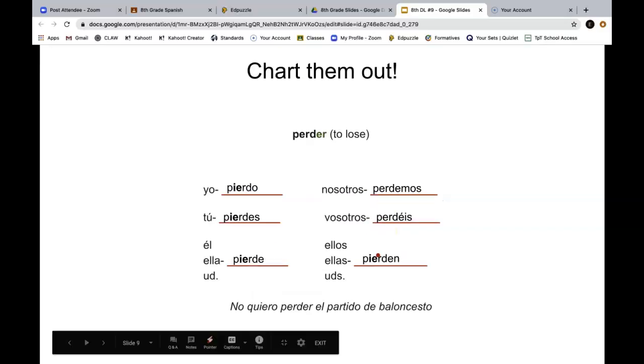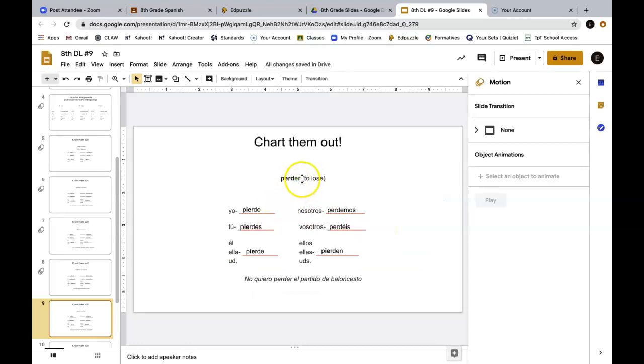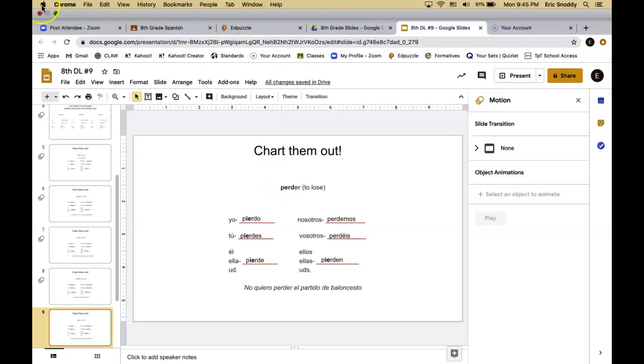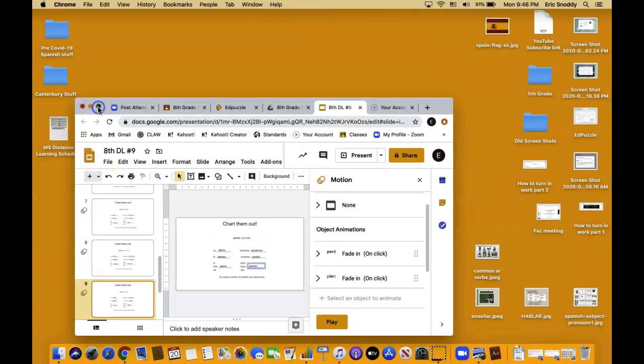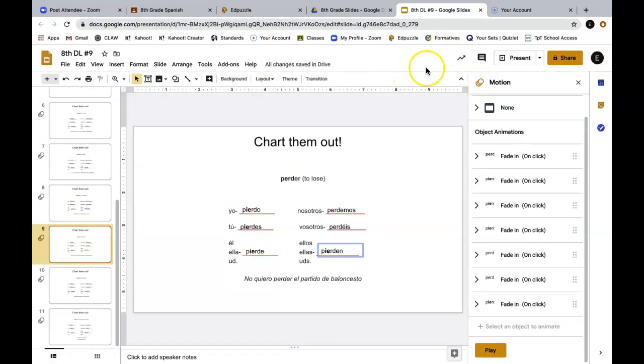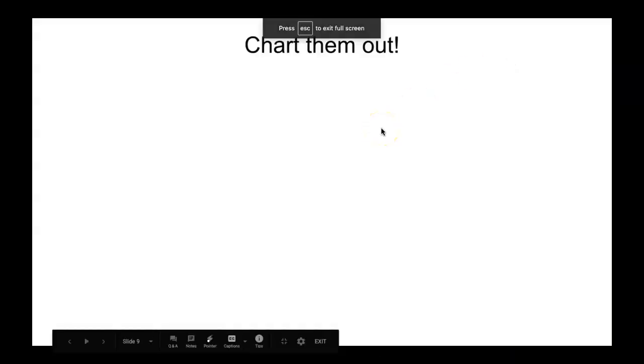Oopsie. It looks like I gave you guys this one. I'm going to hit pause for a second. I'll be right back. And we're back. Sorry about that. I had some technical difficulties. Well, you've already gotten a good look at this one, but let's do it again anyway, just for good old times' sake.